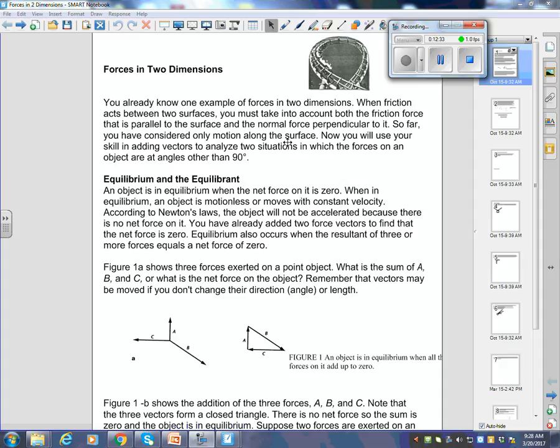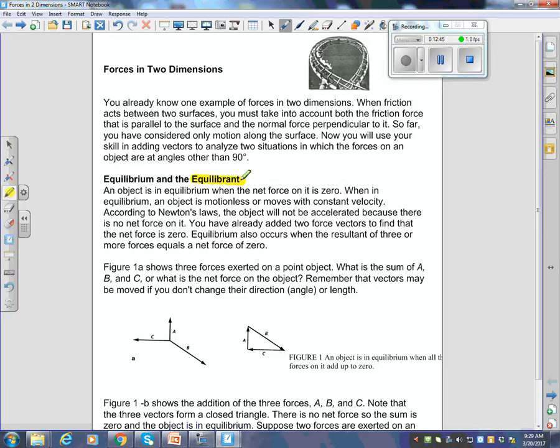So far, you've considered only motion on the surface. Now you use your skill in adding vectors to analyze two situations in which the forces on an object are at angles other than 90 degrees. Here's a key term, equilibrium and the equilibrant. There's a new word for it. An object is in equilibrium when the net force on it is zero. When in equilibrium, an object is motionless or moves with constant velocity. That's key as well. That's a concept from grade 11.